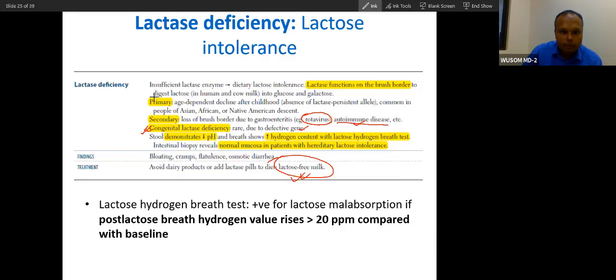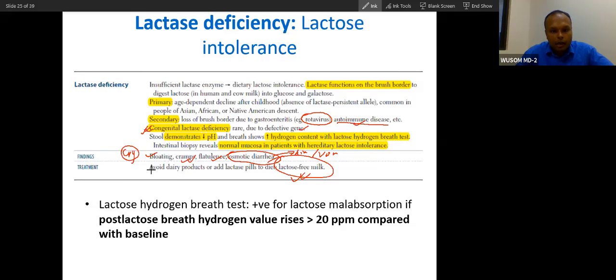And you can see what the problem is here. Findings will be bloating, cramps, flatulence, osmotic diarrhea. So in the baby, there will be diarrhea and then vomiting. Flatulence, the pain will happen and the baby will cry. Then bloating and vomiting can happen in the baby. So these are the presentations you will see in a baby, but the adult will actually complain of bloating and cramps. So this complaint will come from your adult.